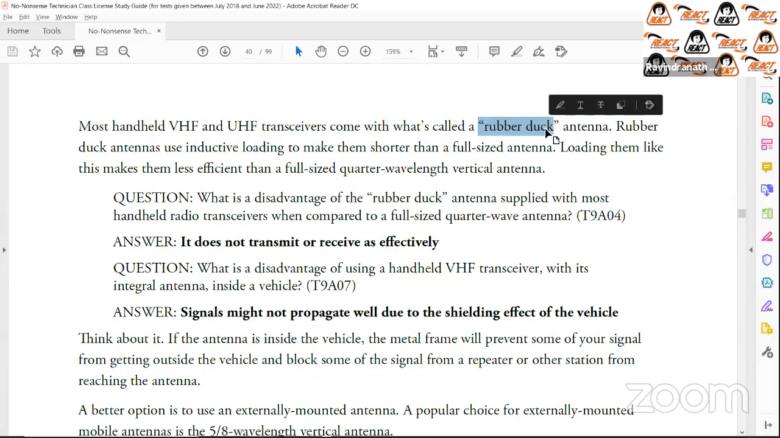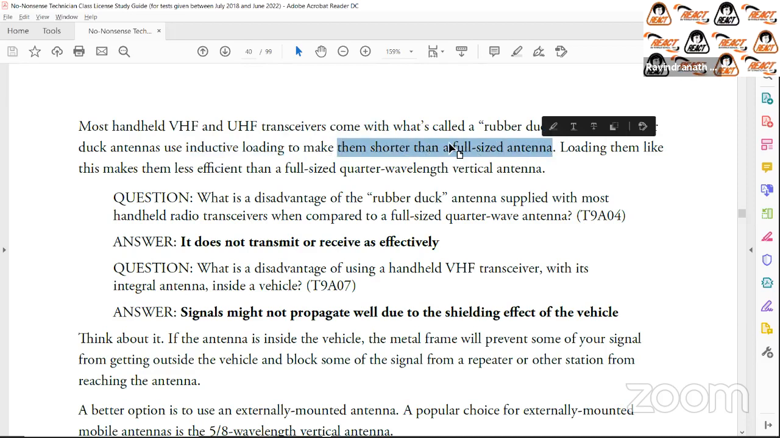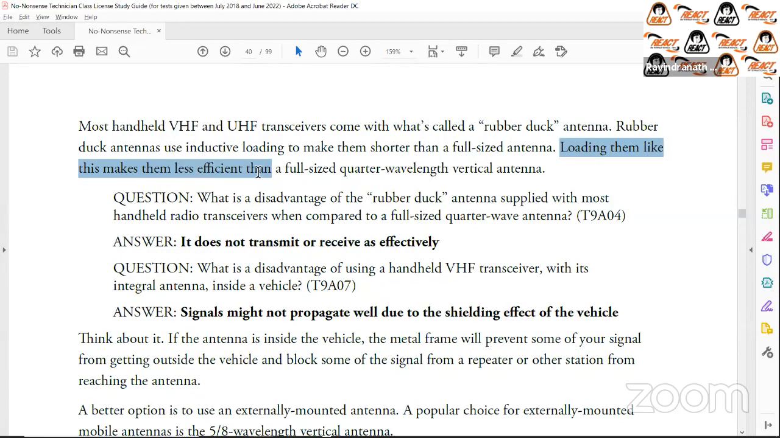We dealt with what a rubber duck antenna was in the slide deck, right? So they make note here and tell us that it uses inductive loading to make them shorter than a full-size antenna. That means we're using a coil. However, they also tell us that when you load them like this, it makes them less efficient than a full-size antenna. So that's the rubber duck antenna.